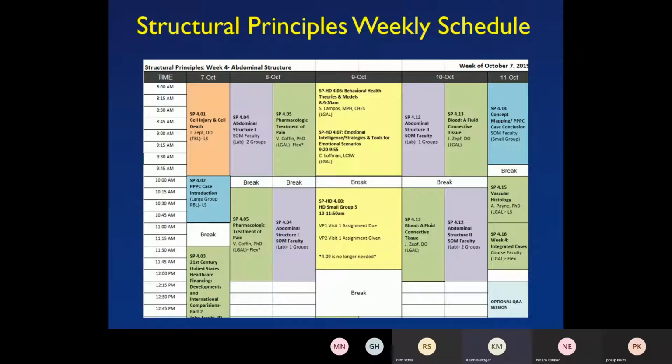A number of different goals, one of which is so that the students understand, hey, really, why am I learning about vascular histology? What's the importance of this? And how does it potentially tie into pharmacologic treatment of pain? Okay, so that's how these cases are constructed.